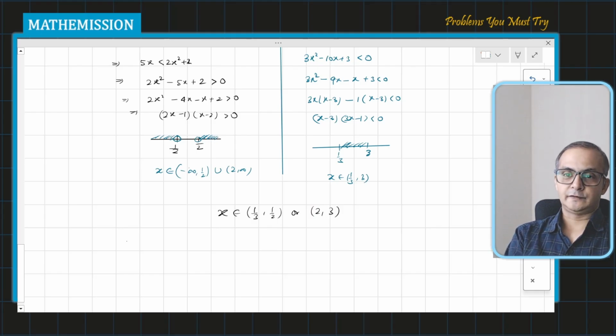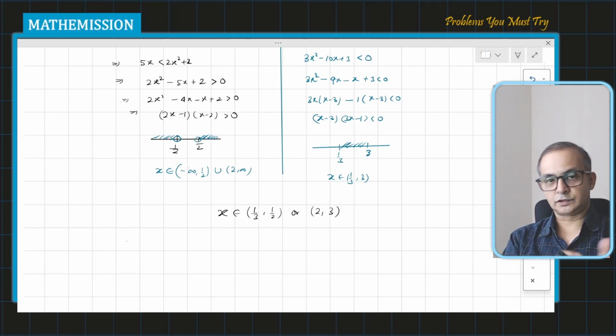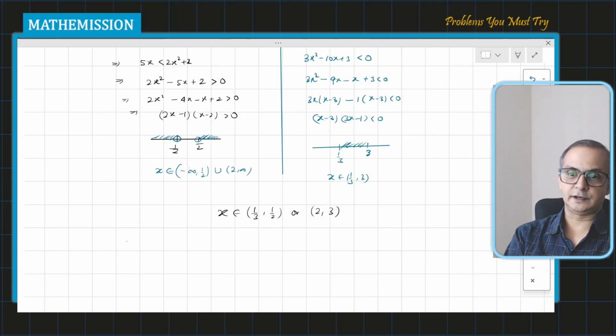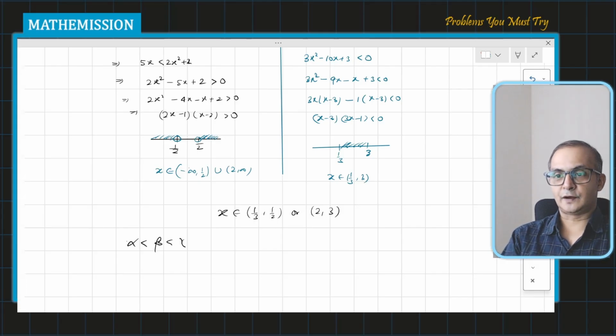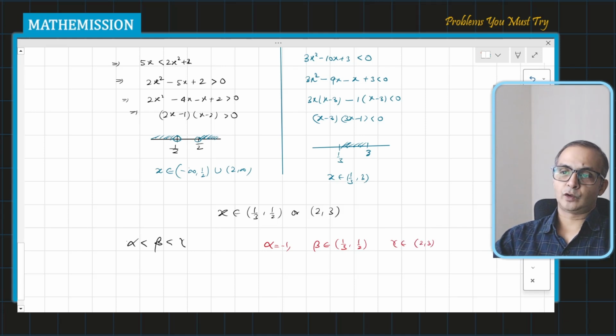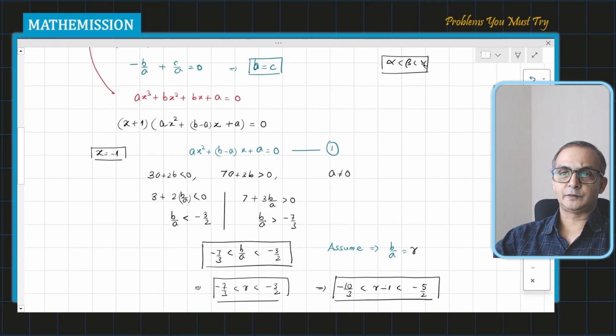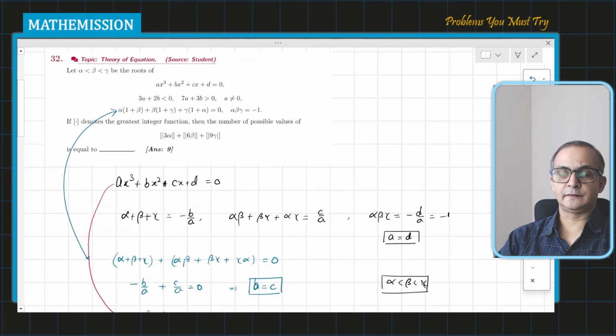Let's say, in order, alpha, beta, gamma, so alpha lesser than beta lesser than gamma. Alpha will be the least one, so alpha must be equal to minus 1, beta must lie between 1 by 3 and 1 by 2, and gamma must lie between 2 and 3. Now what they're asking is that we have to evaluate 3 alpha, 6 beta and 9 gamma.